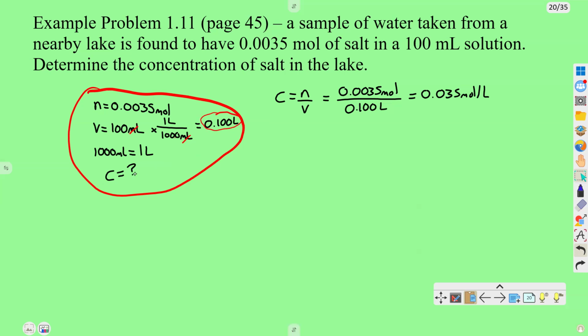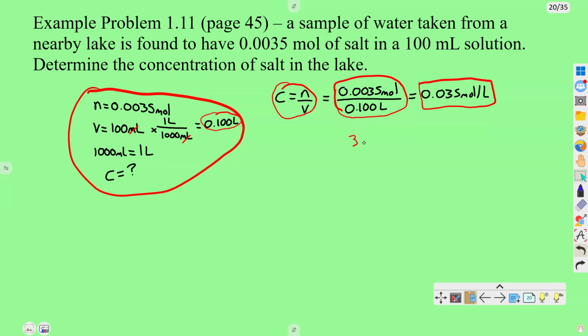And we're looking for the concentration. So now we put in our formula. We select the one that we want to use. Once we've made that decision, we plug in the numbers where they need to be. And then we come up with our final answer. And in this case, our final answer is 0.035 moles per liter.